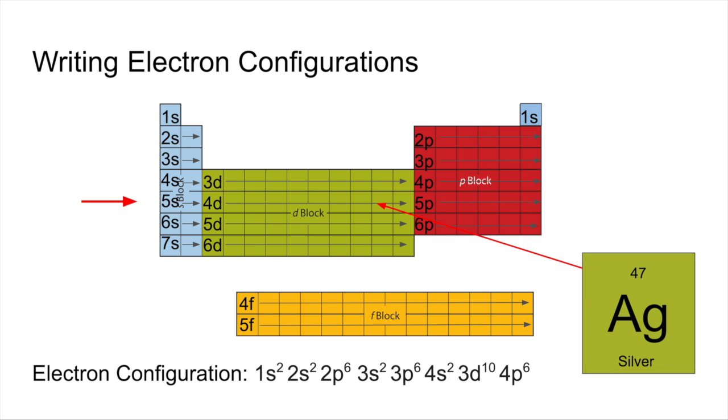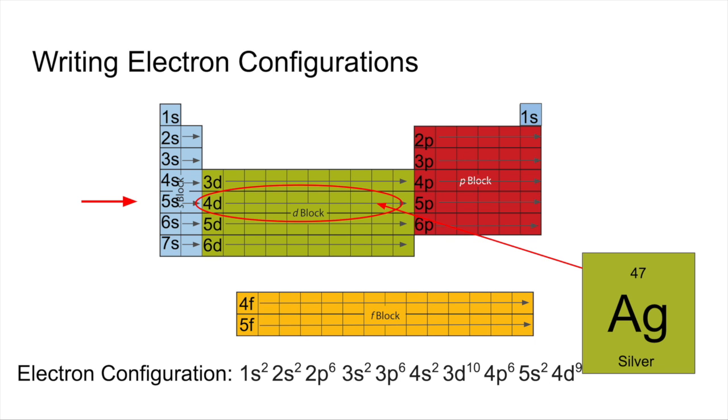Now we're going to go down one more time, 5s2. Now this is 4d, the 4d block. And silver is in this block, so now we're going to have to count. 4d1, 4d2, 3, 4, 5, 6, 7, 8, 9. So it would be 4d9. And this is the entire electron configuration.